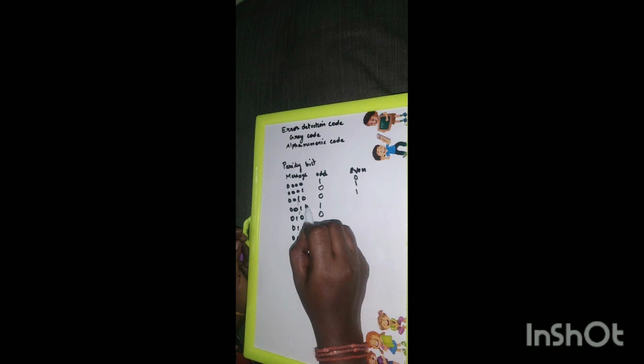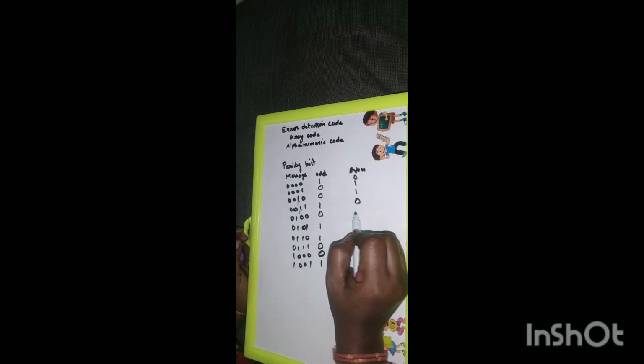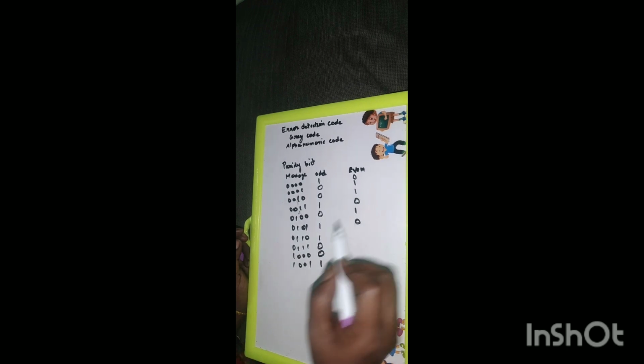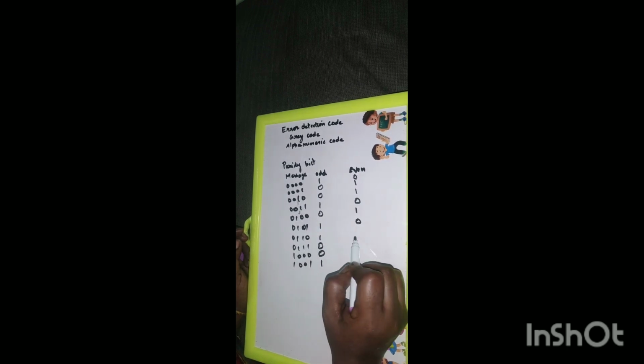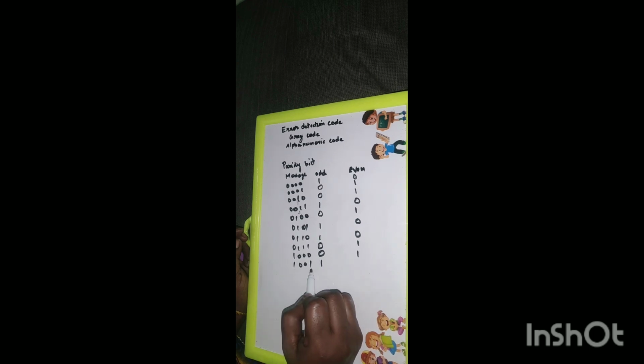The next has an even number of 1s, so I put 0. Here an odd number of 1s, I put 1. Here an even number of 1s, I put 0. Here an even number of 1s, I put 0. Here an odd number of 1s, I put 1. Here an odd number of 1s, I put 1. Here an even number of 1s, I put 0.